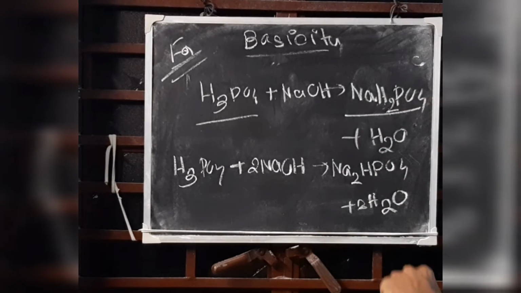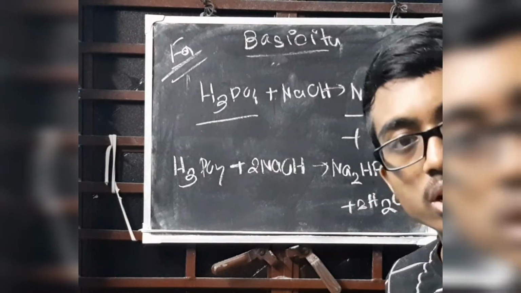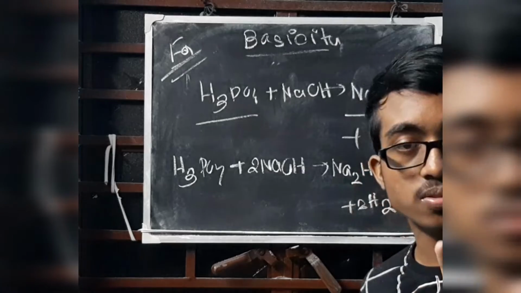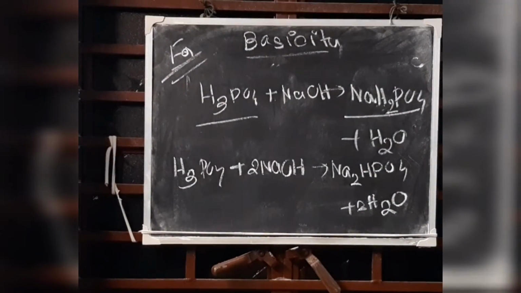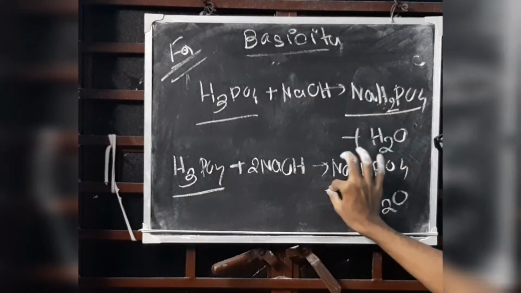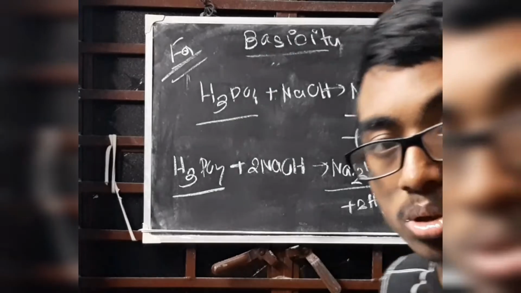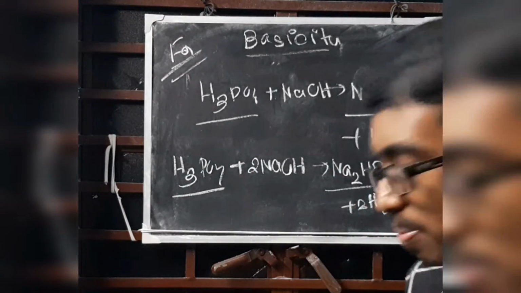Clear? So what change do we see? 1H has decreased. The name has changed. What is it now? Disodium hydrogen phosphate. Clear? So here also this remains the same, but this differs. It is an acid salt in both cases, but the formula differs. The name also differs. The third step I am not showing.